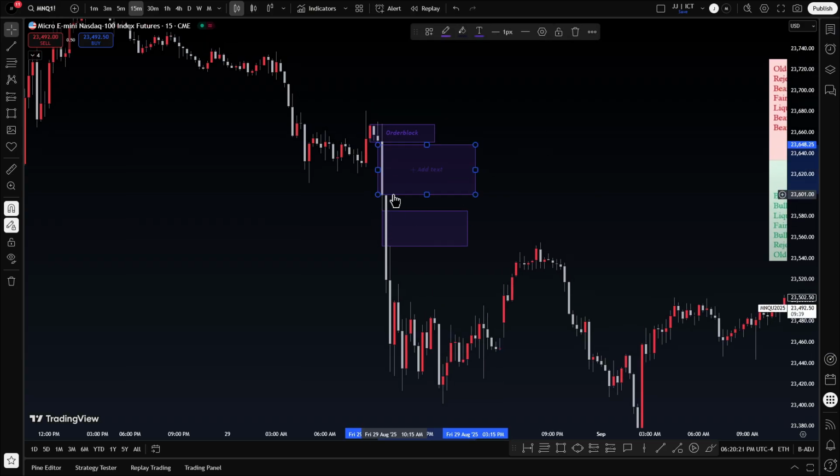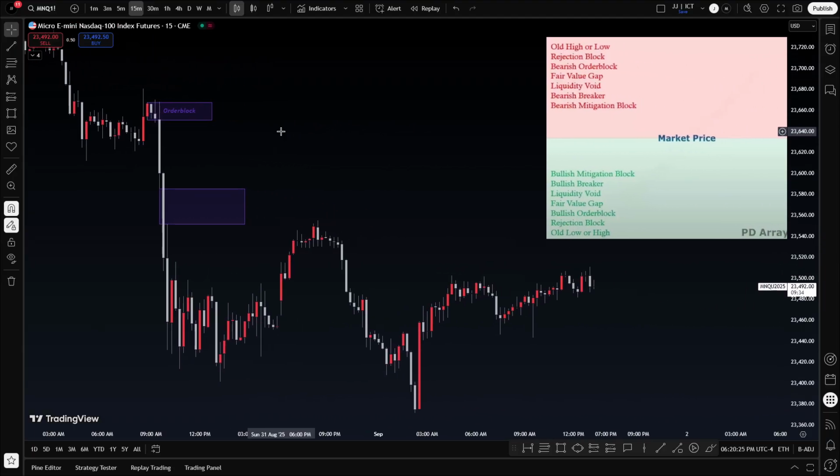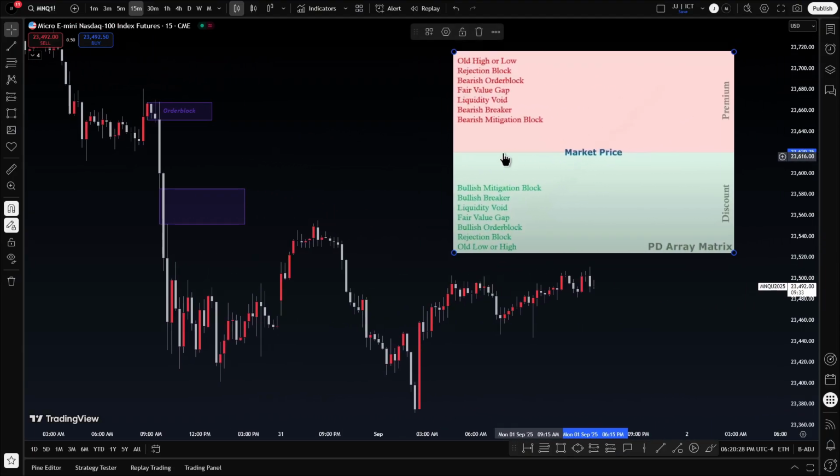Might as well just delete this one. And we have an order block. Now, we're going to refer to the PD array matrix, okay? We have an order block. For example, if we want to see price continue lower, and that's what we're seeing here, we want to find a bearish PD array. We're looking at a bearish order block and a bearish fair value gap.